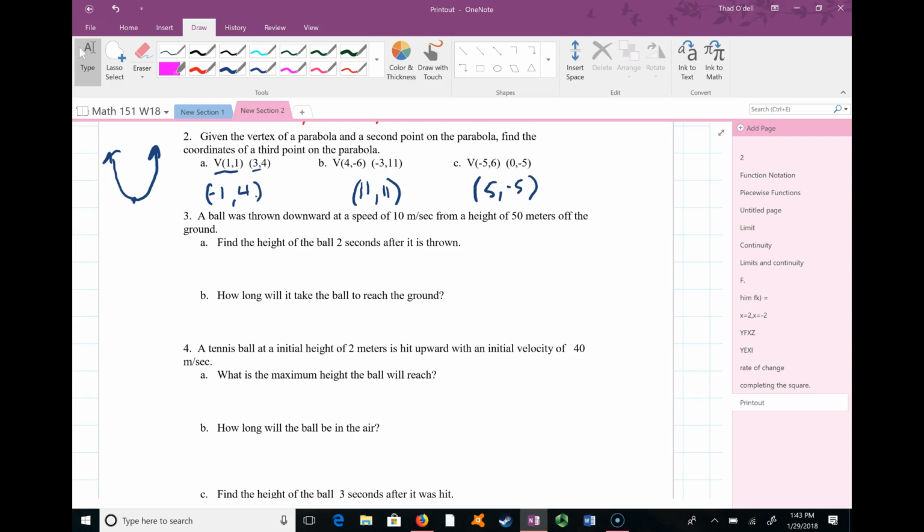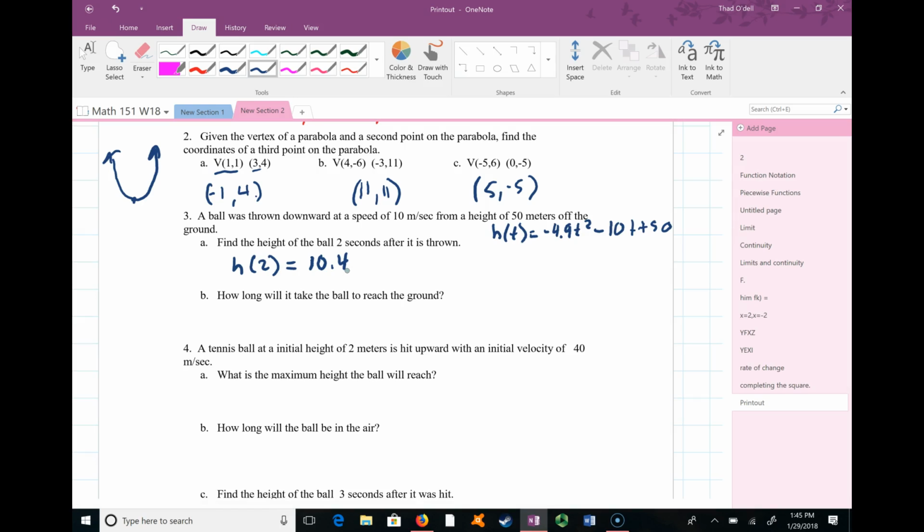Number 3 says the ball is thrown downward at a speed of 10 meters per second. Since we're in meters, we can write a formula for the height. That would be -4.9 t squared. And we're throwing it downward, so it's going the same direction as gravity, so that'd be -10 t plus 50. That would be the equation I'm going to use. When it says find the height of the ball 2 seconds after it's thrown, that would be h of 2. So I'm going to plug 2 into that equation. When I plug in 2 into that equation, I end up with 10.4. Likewise, this is how long it will take the ball to reach the ground.